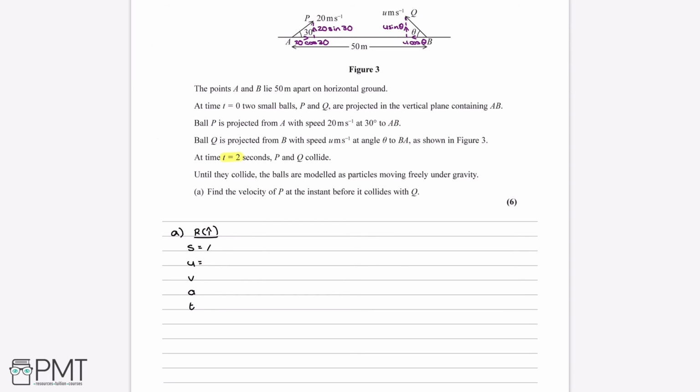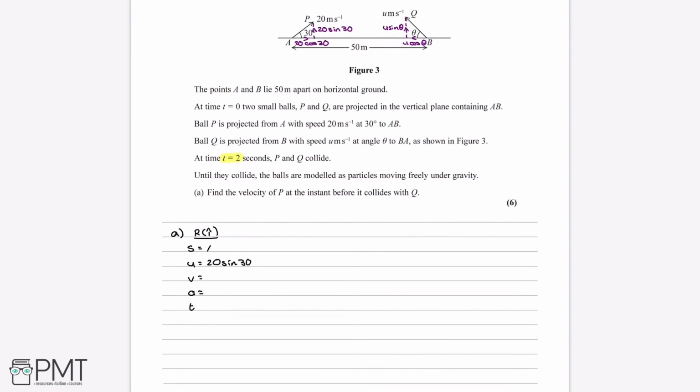So we can say that S we don't know, we can put a dash there to say we're ignoring it. Now U is the initial velocity, and the initial velocity when resolving upwards is this here, which we found to be 20 sin 30. So U is equal to 20 sin 30. And V, we don't know what V is, because V is the final velocity of the particle P in this case, and we've not been told what this is. But this is what we're trying to find, because the question is asking us to find the velocity of P. And this V is the vertical component of this velocity just before it collides with Q.